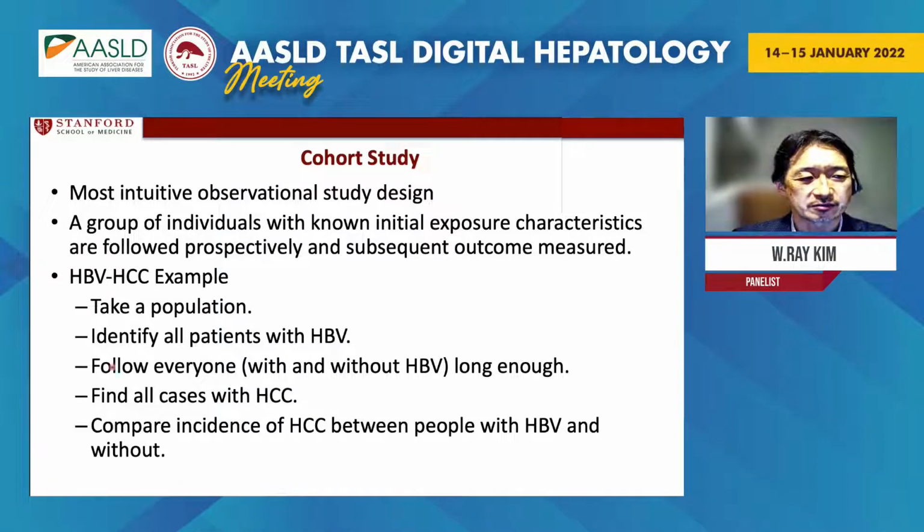In the hepatitis B HCC example, you would take a population, identify all subjects with hepatitis B infection, and follow everyone with and without hepatitis B long enough to find all cases of HCC, and then compare the incidence of HCC between people with hepatitis B infection and without hepatitis B infection.